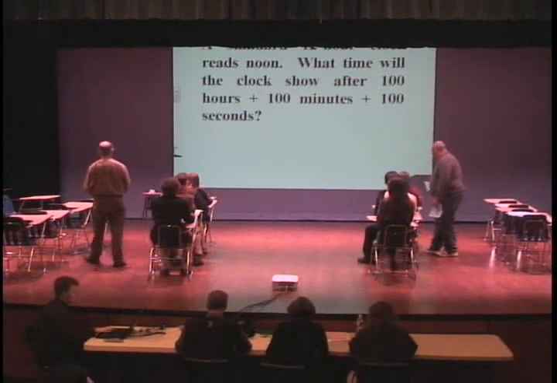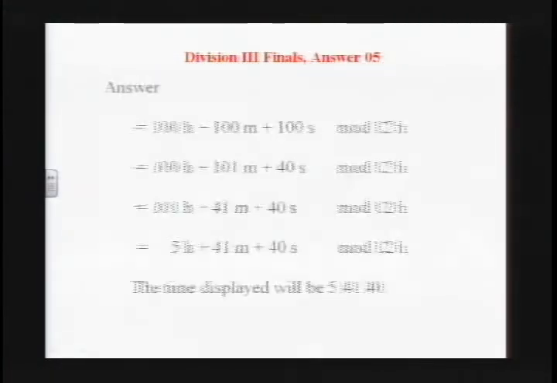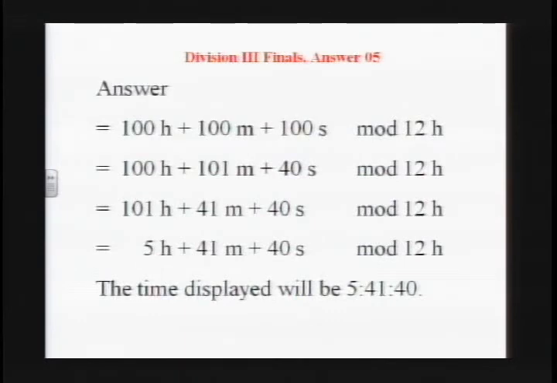And time is up. The solution, please. Okay, 100 hours, 100 minutes, 100 seconds. If you convert the 100 seconds to minutes, you get 1 minute, 40 seconds. That means you now have 101 minutes and 40 seconds. Now convert the 101 minutes to hours. That's 1 hour, 41 minutes, 40 seconds. So you get 101 hours, 41 minutes, 40 seconds.